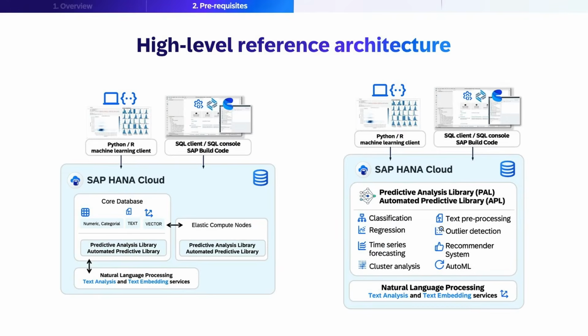Let's examine the high-level reference architecture for regression using SAP HANA ML. The diagram shows the complete ML execution environment within the SAP HANA ecosystem. At the core is the SAP HANA database hosting the Predictive Analysis Library and Automated Predictive Library. These provide the core regression algorithms. This architecture ensures efficient, scalable, and secure time series forecasting while leveraging the performance advantages of an in-memory database.